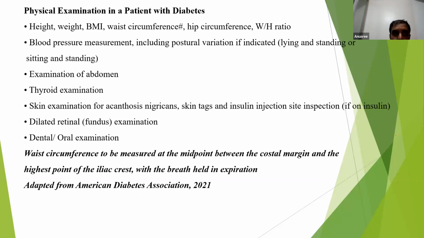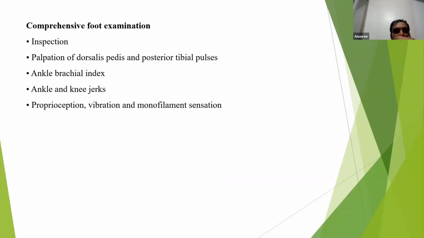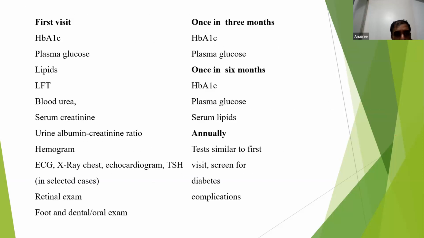In the physical examination, as usual, we will do height, weight, BMI, waist circumference, blood pressure measurement, look for postural variation, abdominal examination, thyroid examination for any other endocrine diseases, and skin examination to look for features of insulin resistance. Fundus examination should be done for each and every patient. Don't miss dental or oral examination because it may be a source of infection in a diabetic patient. And comprehensive foot care should start from day one of diabetes, with inspection, palpation, ABPI, ankle brachial index, ankle and knee jerk, proprioception, vibration, and monofilament sensation.